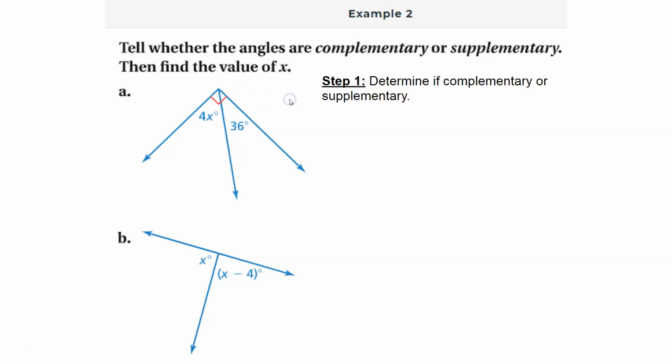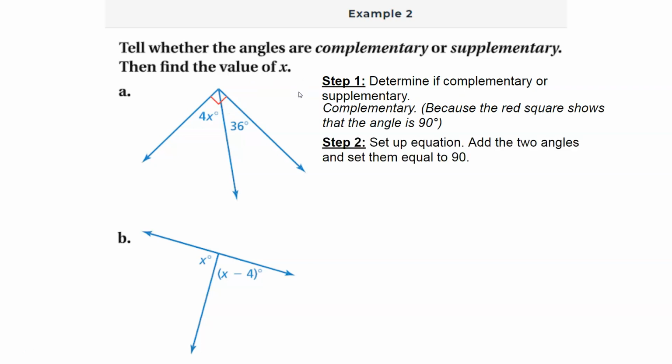And what we just learned is that complementary angles add up to 90 degrees. So step 1 is to determine if it's complementary or supplementary. Because of this right angle here, we know it's complementary.